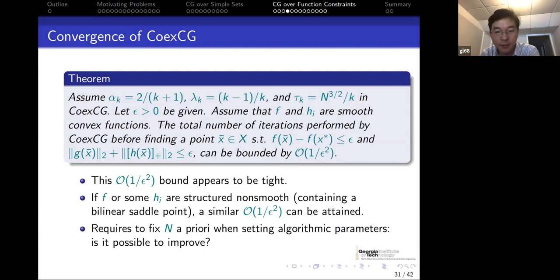This was a little bit surprising to us because usually we think if you apply a smoothing technique, the convergence will be slowed down. But for this particular function constraint problem, the convergence will be the same as for smooth problems. One potential shortcoming for this algorithm is that we need to fix the number of iterations, capital N, a priori. So in order to address this, we show that we can improve it by removing this assumption.